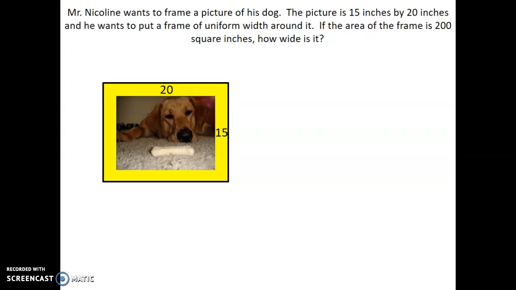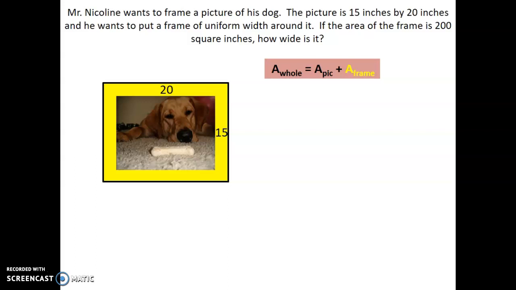The next thing we want to do is visualize how we're seeing the area of these problems, because it's usually area. It's talking about area again. The area of the frame is 200 square inches. And what we figure out is that the area of the whole thing is equal to the area of the picture itself and then the area of the frame itself. So a combination of the two areas separated gives you the area of the whole object, the picture plus the frame itself.